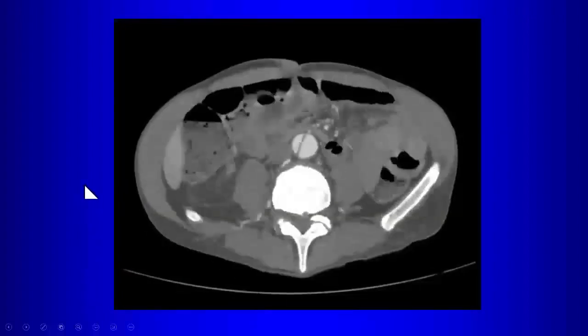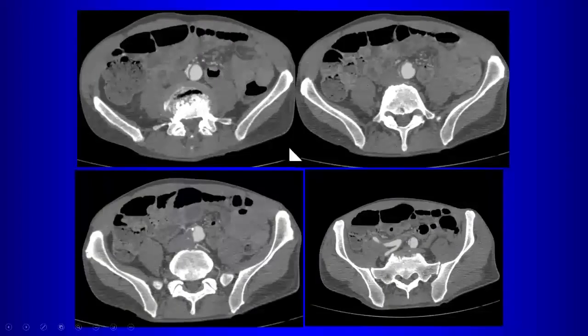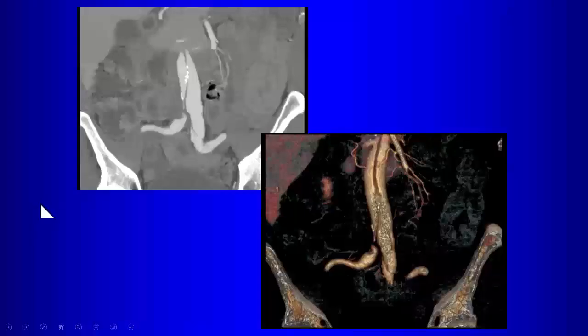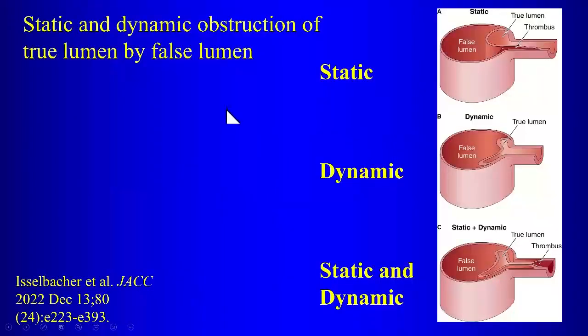So here it is, there it is, and you can see how there can be some obstruction there of the iliac artery. And here it is on this coronal reformatted view. Look at that, right? See what's happening there. So this is called, you can have static and dynamic obstruction of the true lumen by the false lumen. So static obstruction is if the dissection actually extends into a branch vessel like that, and you can see how it can narrow the vessel and then result in obstruction.